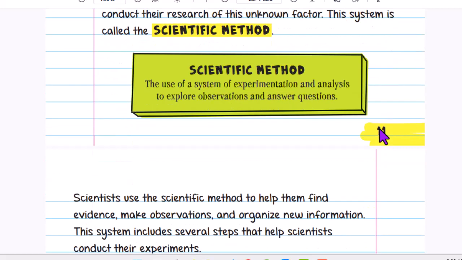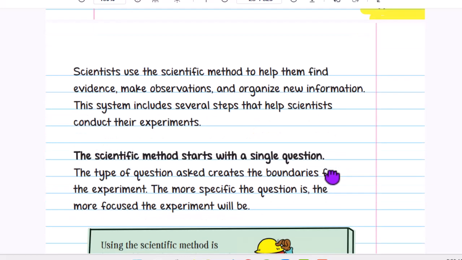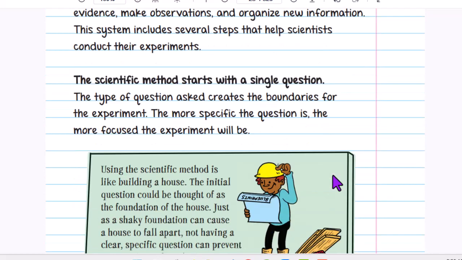Scientific method: the use of a system of experimentation and analysis to explore observations and answer questions. Scientists use the scientific method to help them find evidence, make observations, and organize new information. This system includes several steps that help scientists conduct their experiment. The scientific method starts with a single question.